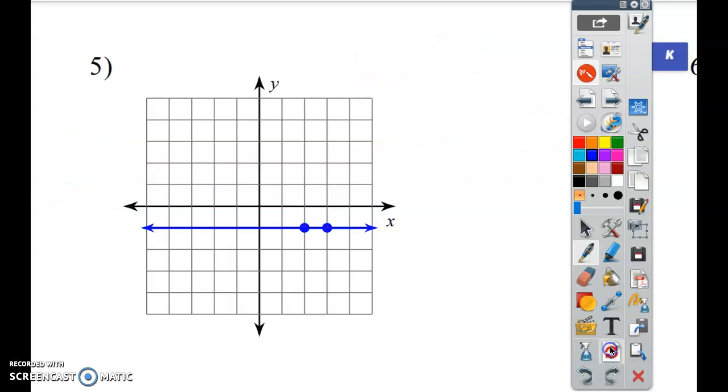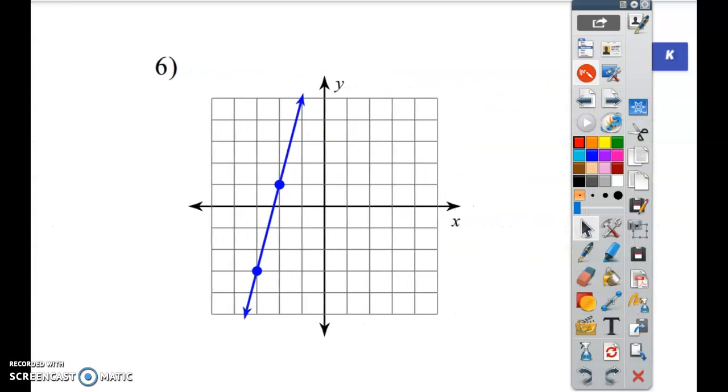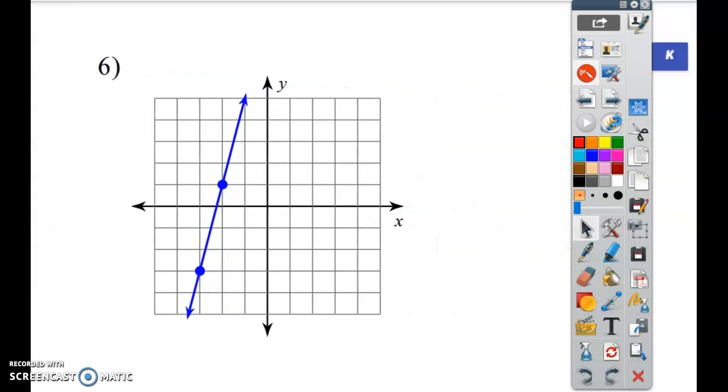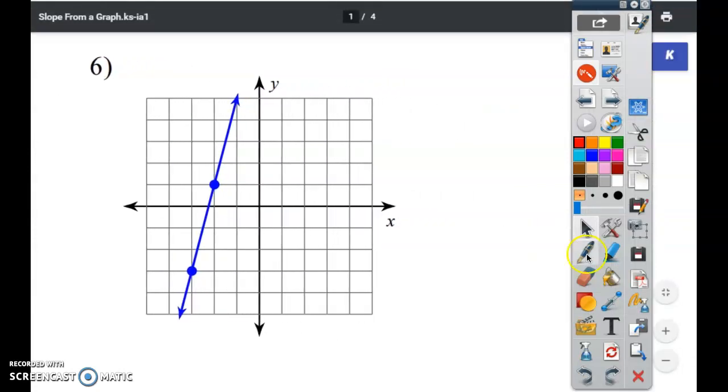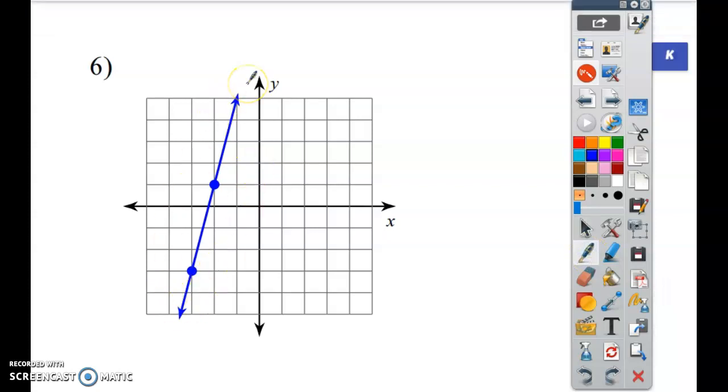Okay, let's go look at problem number 6. And then we're going to do problem number 8. So I'm skipping a few, that's okay. What type of slope does this look like? Look at your slope, man. Which one is it? It's the positive one. So this is going to be a positive slope.